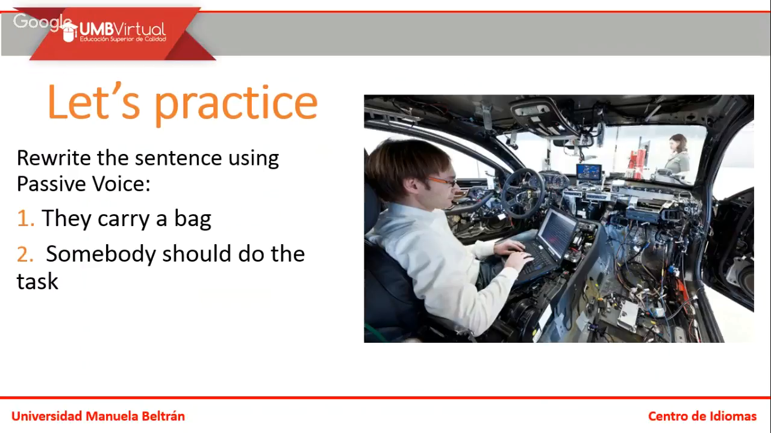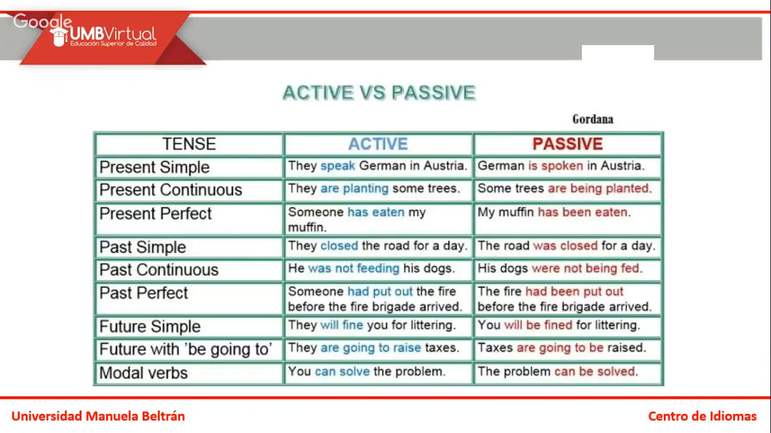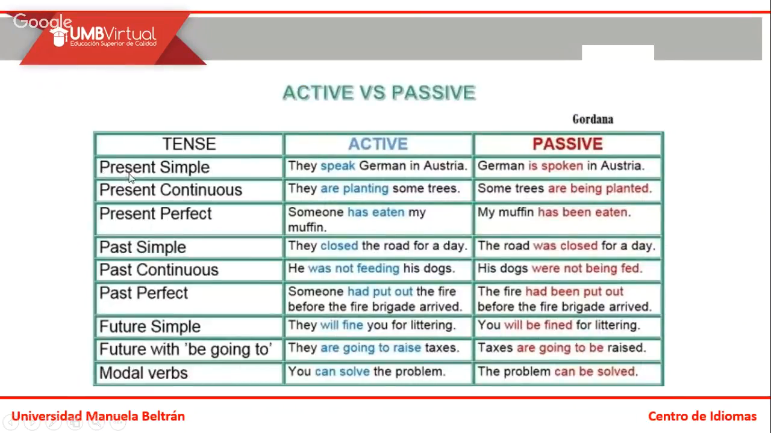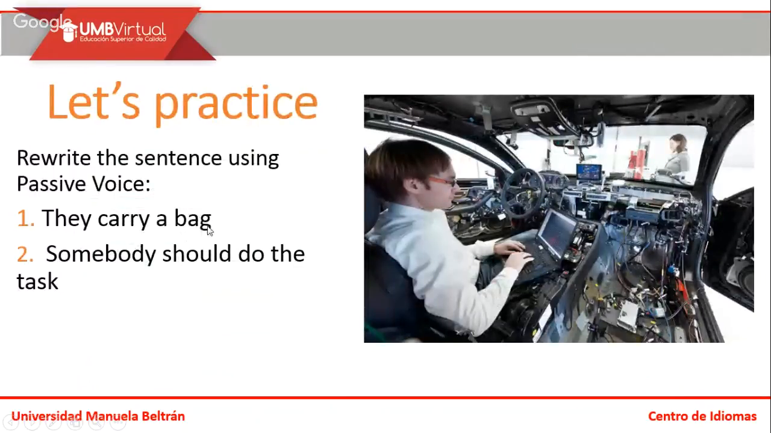All right, let's practice. Rewrite sentences using passive voice. The first sentence is they carry a bag. Okay, as you can see right there, we're going to go back to the chart and we're going to identify which is the tense this sentence is referring to. This sentence, carry, is the verb. This verb is in present. That's why we're going to use present simple. Okay? So they carry a bag.